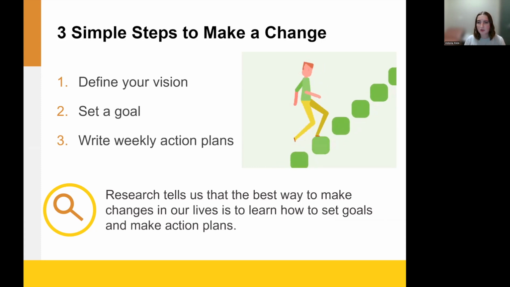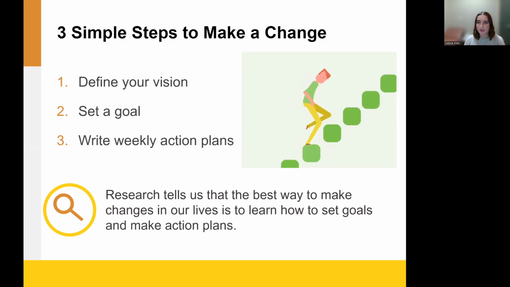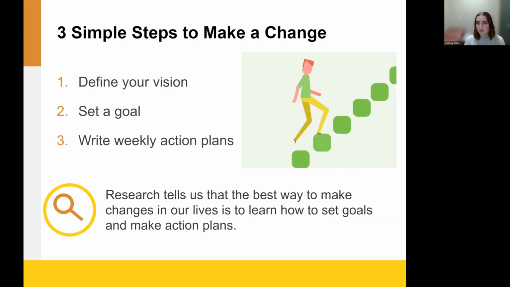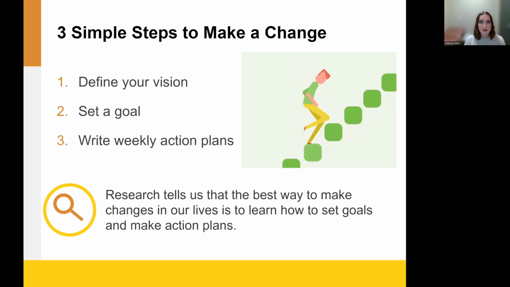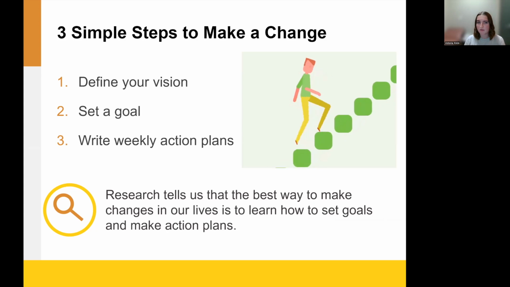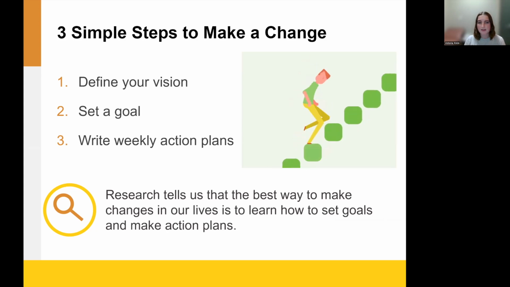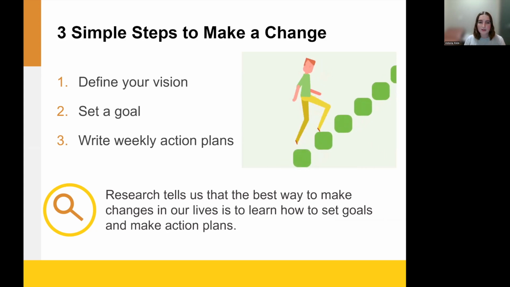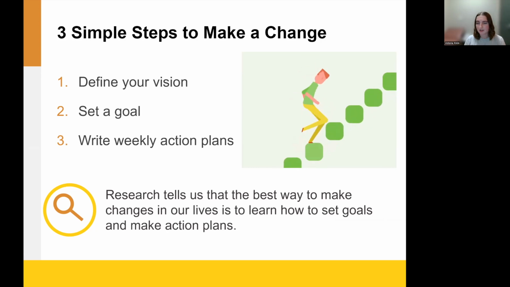But this is also used in the business and management world as well. So, you really can apply this framework to many other areas. The first step is to define your vision. The second step is to set a goal. And the third step is to create a weekly action plan.